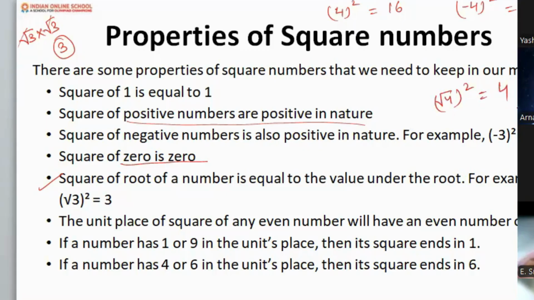Understood, basically everybody? Square cuts the square root. Correct, yes, that is also one of the reasons. Got it, everybody? And the unit place of a square of any even number will always be an even number. Okay? The unit digit 1 or 9 will get the square and end in 1. The unit digit 4 or 6 will get the square and end in 6. Okay? Got it, everybody?